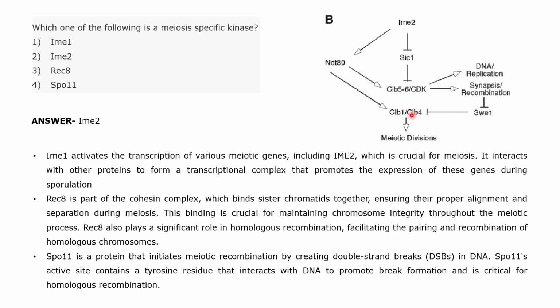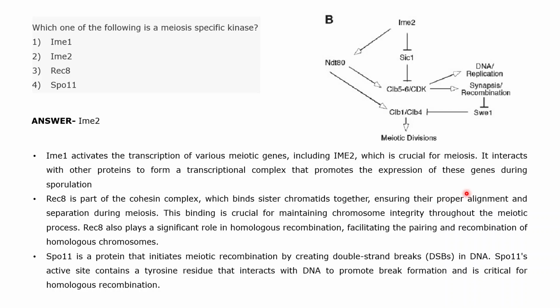It also helps in activation of the CLB cyclin B1 and cyclin B4 complexes, which also helps in meiosis. Not only does it act as an inhibitor of SIC1 by phosphorylating other transcription factors that might be inhibiting SIC1, it also helps in activation of the transcription factor NDT80 by phosphorylating it, which helps in activating meiosis. RUC8 is actually a component of cohesin complexes.